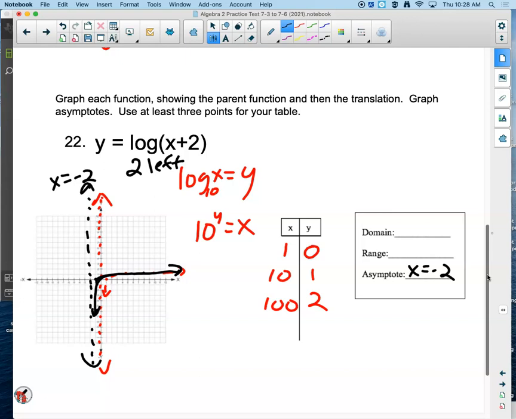Domain? X is greater than -2. Range? So definitely a good thing we reviewed, because remember, that graphing, that was so slick back when we did it, and now it's just been too long. Well, that's the end of it.